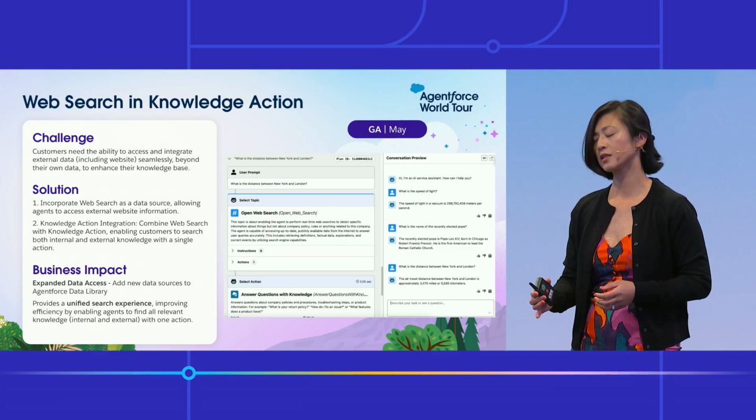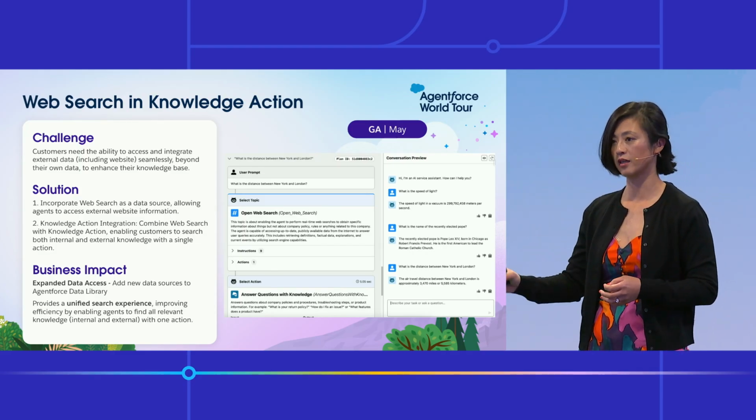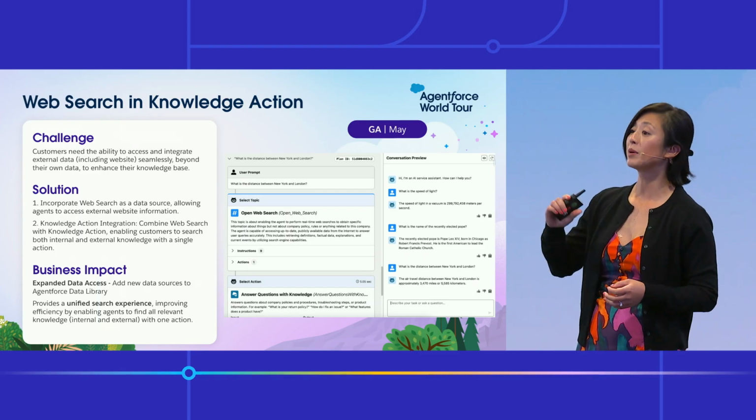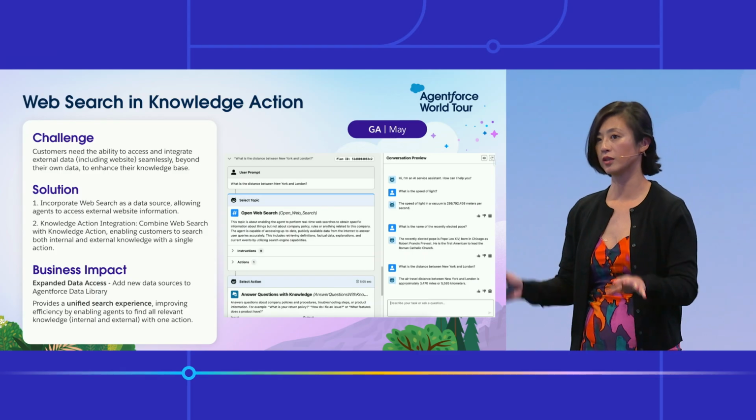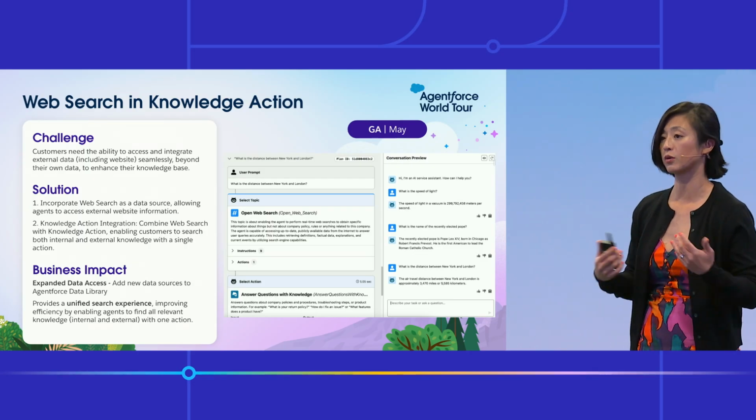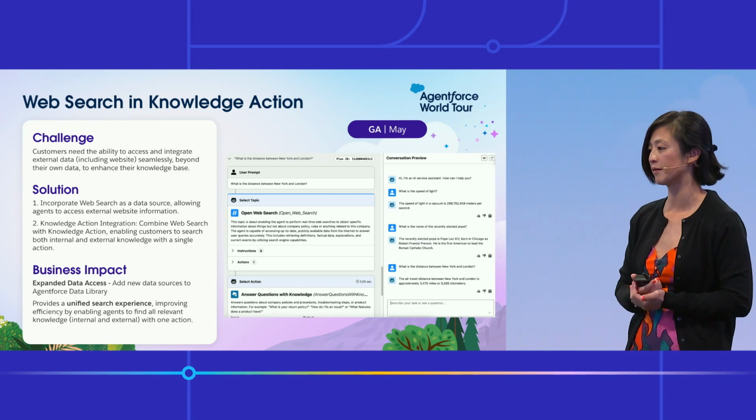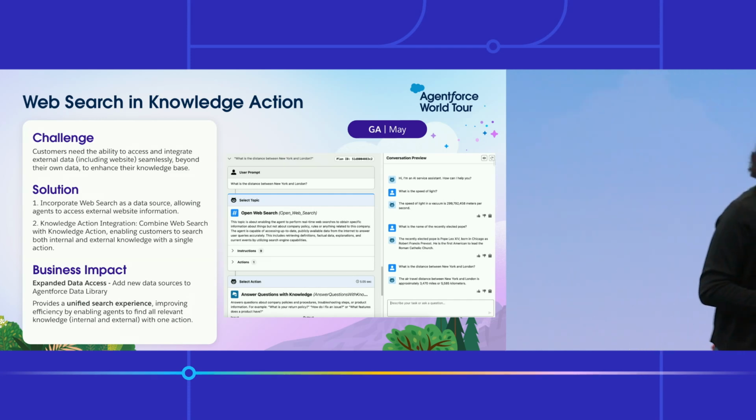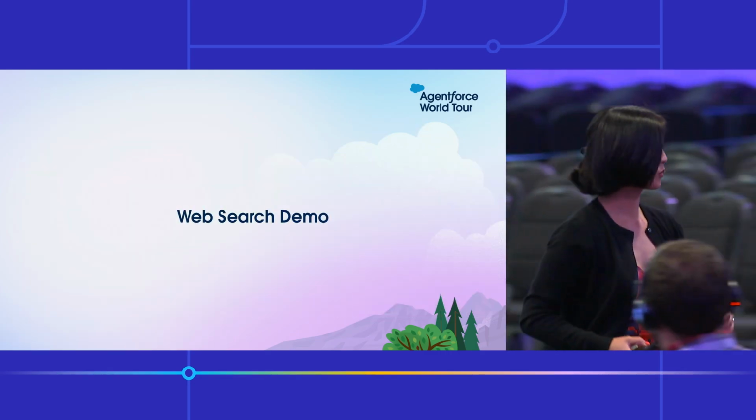What that really means is that you can connect that action not just to your Agentforce data library or Data Cloud instance, but now use it to actually search the web and utilize different web URLs in order to get more information about any customers or leads and things like that. So actually, I'm going to come over here and do a live demo of our web search agent.